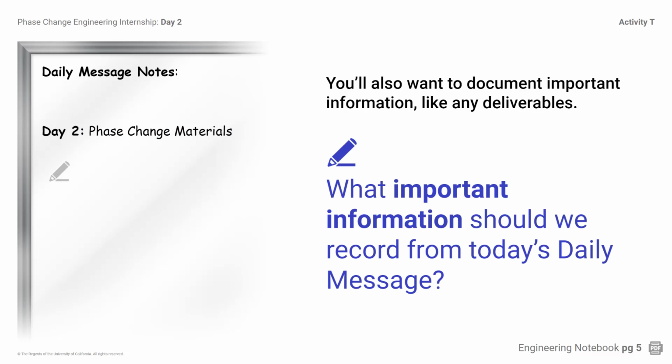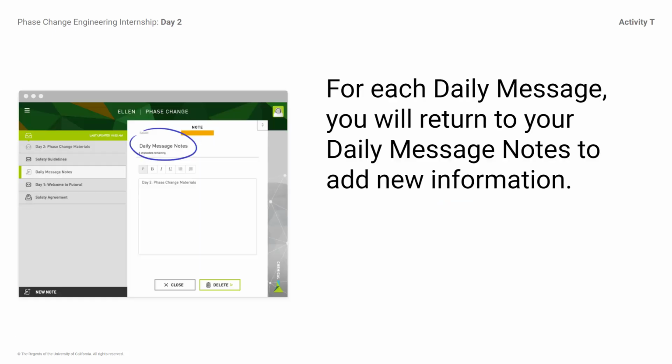You'll also want to document important information like any deliverables. What important information should we record from today's daily message? You might say, Modeling Thermal Energy Transfer sheet, annotations for Chapter 3 of the dossier, after hours work: reread and revise annotations in Chapters 2 and 3 of the dossier. Students, revisit today's daily message and create your own daily message notes. For each daily message, you will return to your daily message notes to add new information.